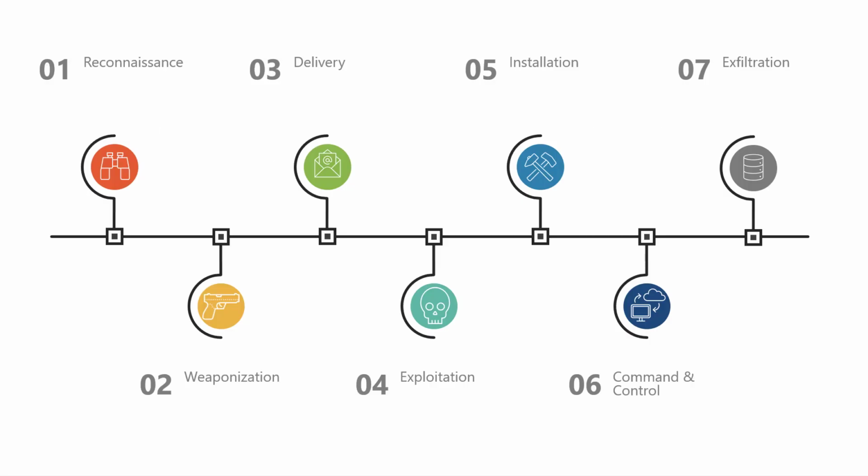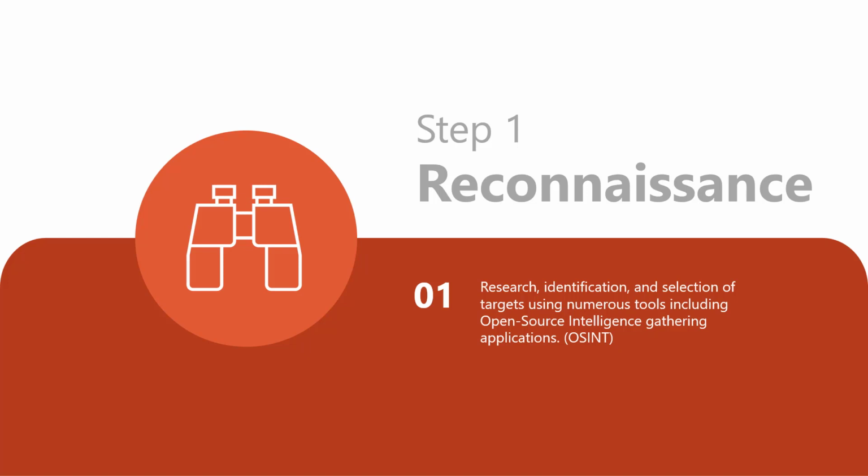We have the first step as reconnaissance. We have weaponization. Then we have to deliver that weapon. Once the exploitation takes place, we do the installation, or the attacker does the installation. Then that installation would connect back to a command and control center, and then the final step will be the exfiltration.